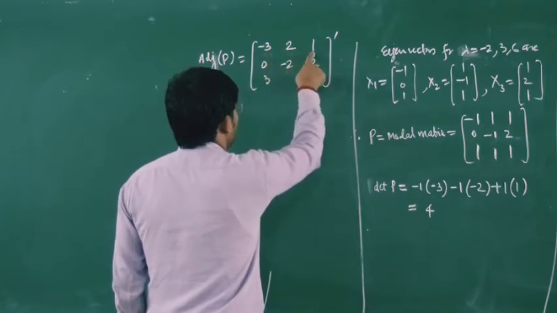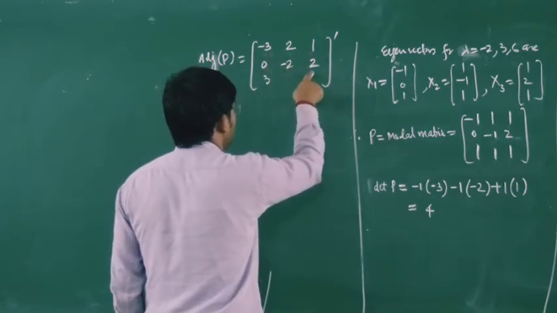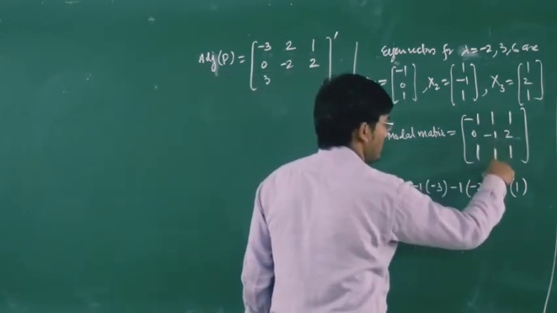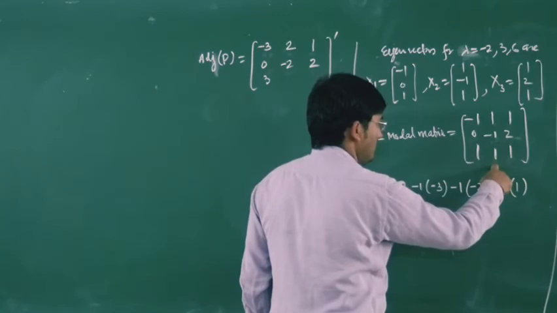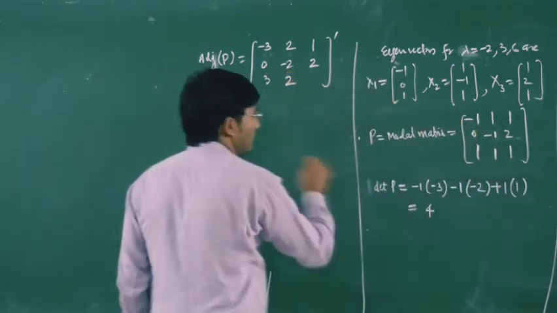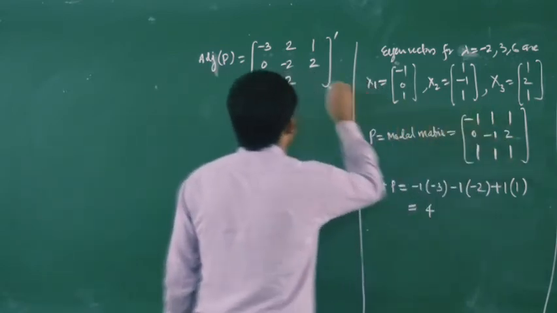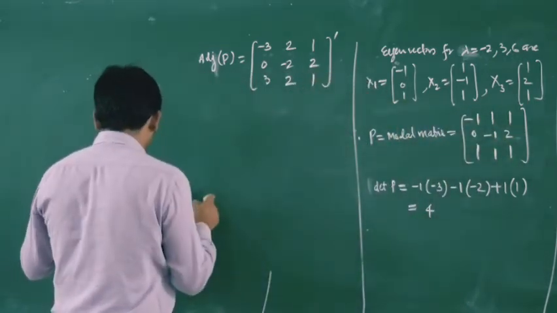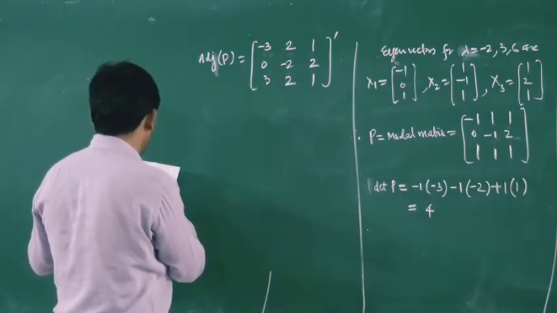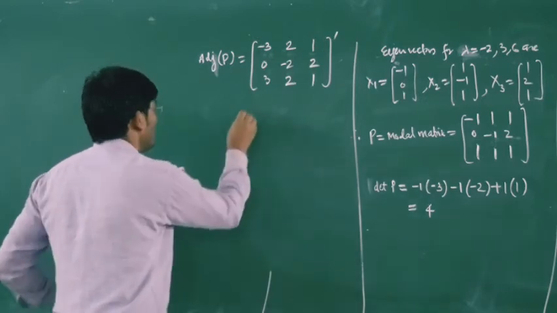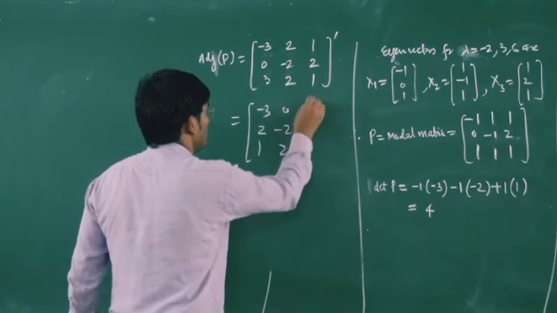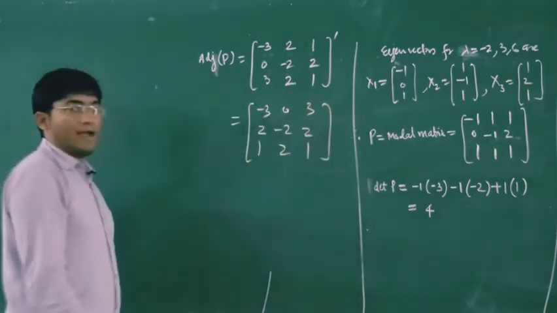So this is plus, minus and plus. So this is your 3. Then we have this, forget this column and this row, so we have minus 2. So this will be a plus 2, and then the last element will be plus 1. So let me cross check it. So this is your minus 3, 2, 1, 0, minus 2, plus 2, 3, plus 2, 1. So the transpose will be minus 3, 2, 1, 0, minus 2, 2, 3, 2, 1. So this is your adjoint.